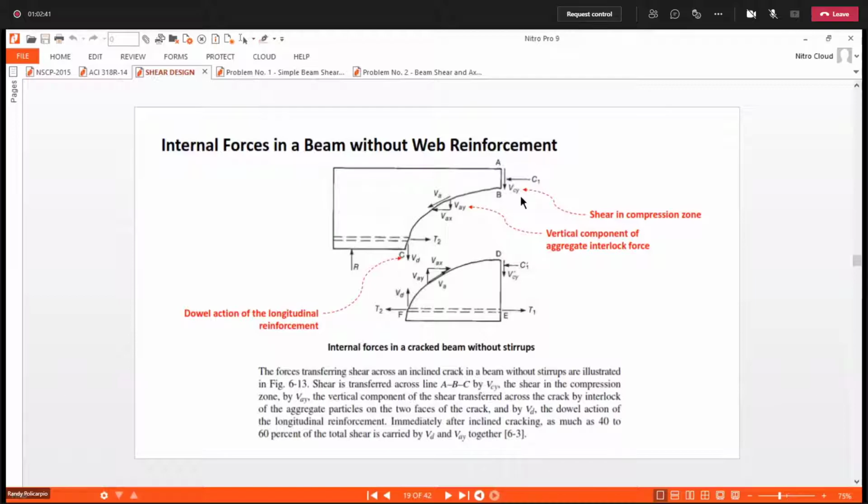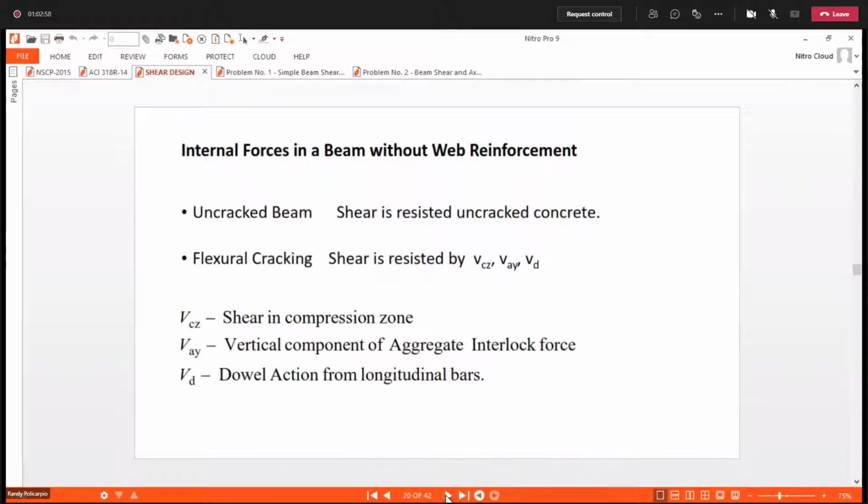So those are the three shear internal forces in our beam: VCY, VAY, and VD. Those are our internal forces. Okay, so look here. VCY is the shear in the compression zone. VAY is the vertical component of the aggregate interlock, and VD is the dowel action from the longitudinal bar.